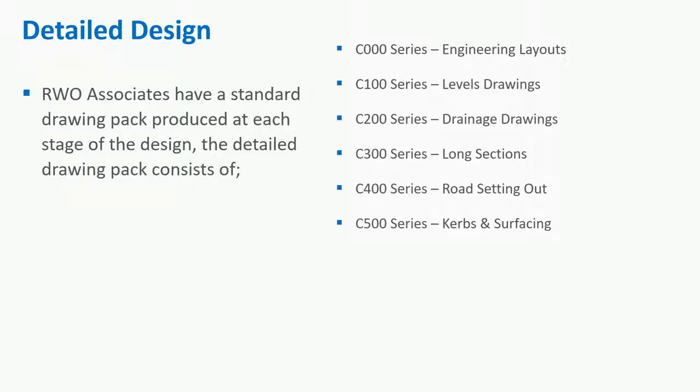We've got our kerbs and surfacing. We're currently doing this as M2 2D data at present, but within Civils, if you've got the settings set up correctly, you can create or set up your different corridor surface styles to show the relevant covers for your adoption plans or the materials that you're planning on using.